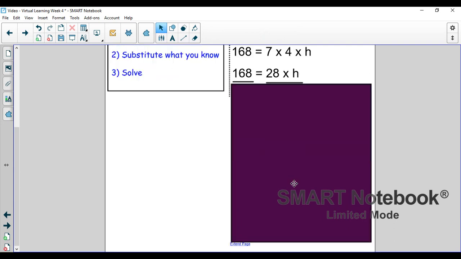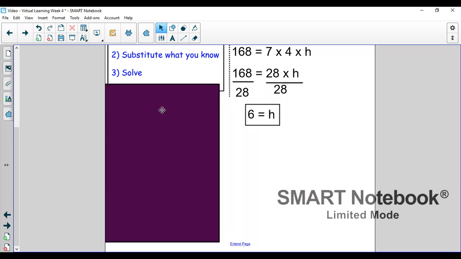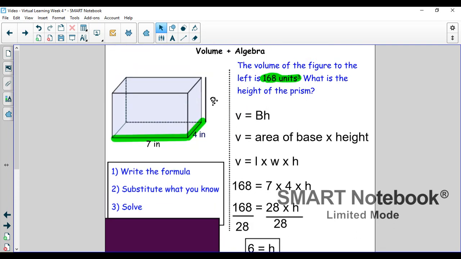I can combine what I know. I know that 7 times 4 is 28, and that 168 equals 28 times the height. Again, if I isolate the height by dividing by the coefficient 28, 168 divided by 28 would mean that the height would have to be 6. So again, we're going back up here. Now we know that that question mark was really 6 inches tall. And if we multiply 7 times 4 times 6 in a calculator, we would get 168 cubic units.